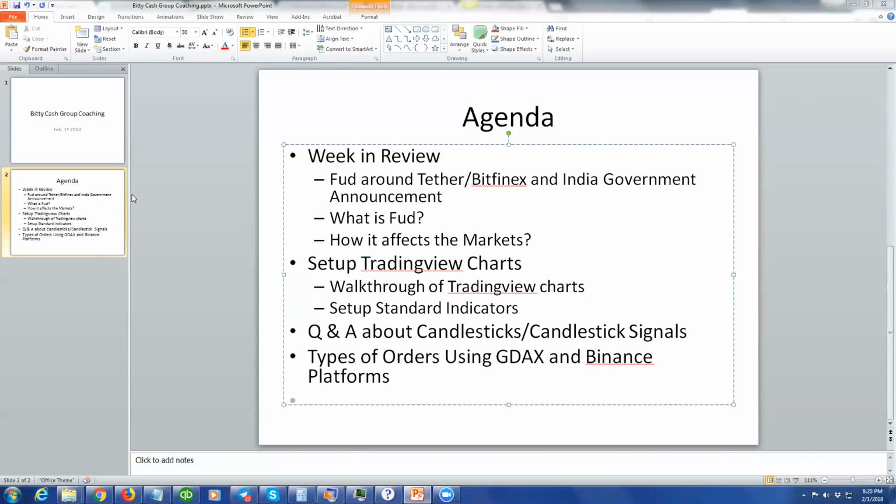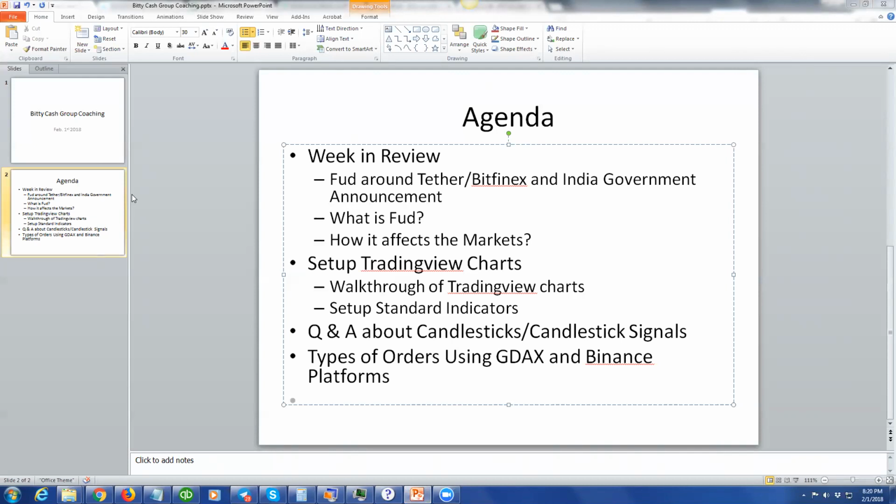Once we get through that, we're going to go into looking at TradingView. So hopefully you all have your TradingView accounts. We're going to walk through it. I know I did this with Christine in one of my one-on-one coaching sessions, so it's going to be a refresher. We'll walk through TradingView charts, how to set them up, and I'm going to set up a couple of standard indicators that you should have on your charts. As we go into our other sessions in the next few weeks, we'll get into more details about the indicators and so on.